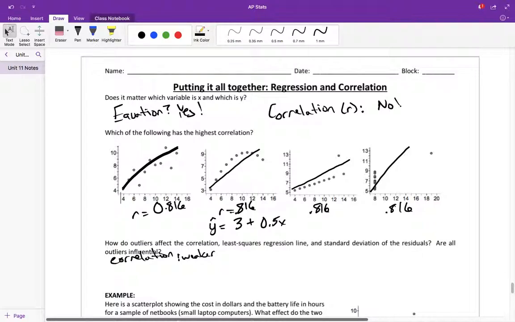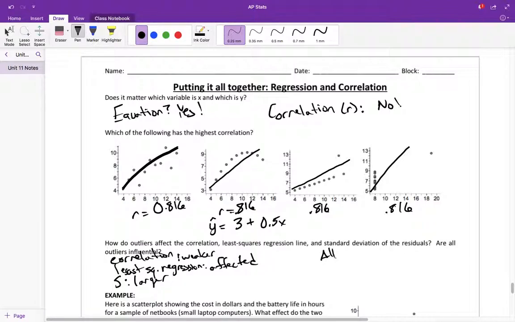For the least squares regression line, do they affect the least squares regression line? The answer there is yes, they do. So your least squares regression line is affected by it. It can obviously affect the slope. It'll affect the y-intercept. How about the standard deviation of the residuals, S? That's going to be a much larger value if you do have outliers.